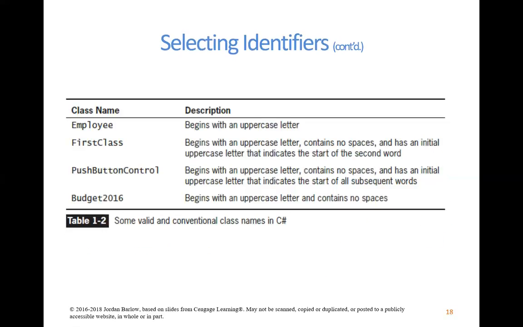Okay, so here's some examples of identifiers that you might use. Employee, first class, like we used in our Hello World program, push button control, budget 2016. These are all valid names that you could come up with for a class. They follow the rules. They contain only letters and numbers. They start with a letter and not a number. All good.